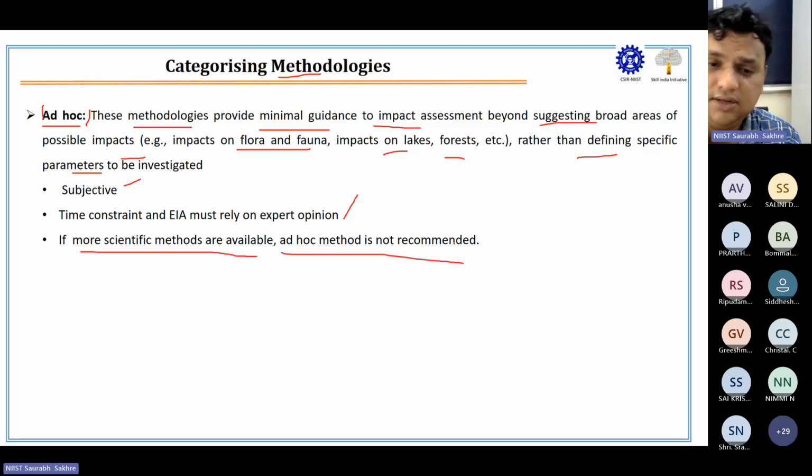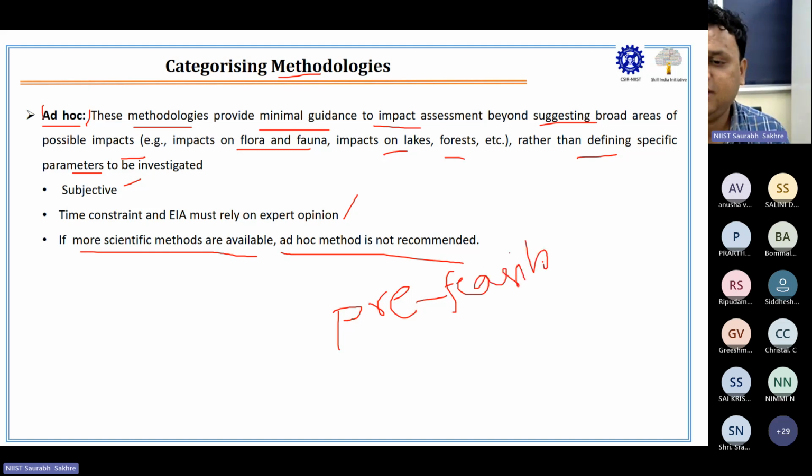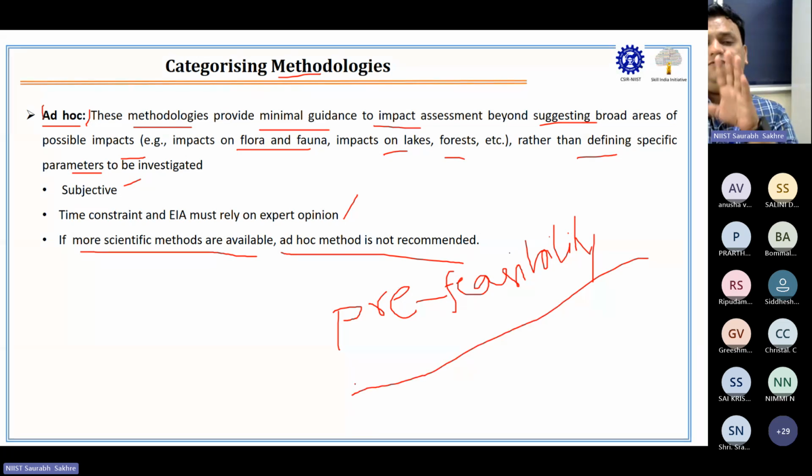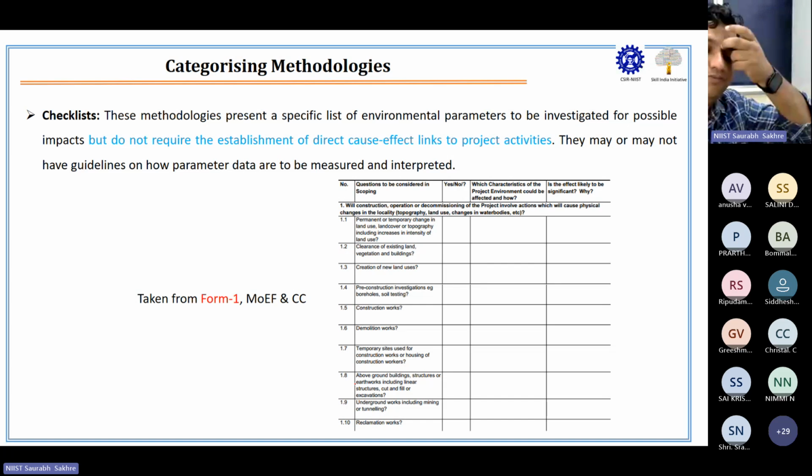But many times, while doing a pre-feasibility report, if you are preparing a pre-feasibility report of a developmental activity, you will employ the ad hoc method. You will discuss with experts, and based on their opinion, you will prepare a pre-feasibility report. So the first method for carrying out EIA is ad hoc. I hope it is clear to you. Second one is a checklist. As the name indicates, there will be some checklist. I have given you one example here.